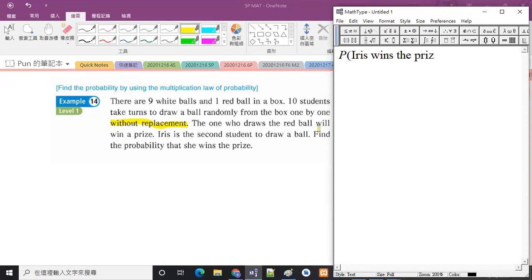I want to find the probability that Iris wins the prize. Right? This is what we want to find now.